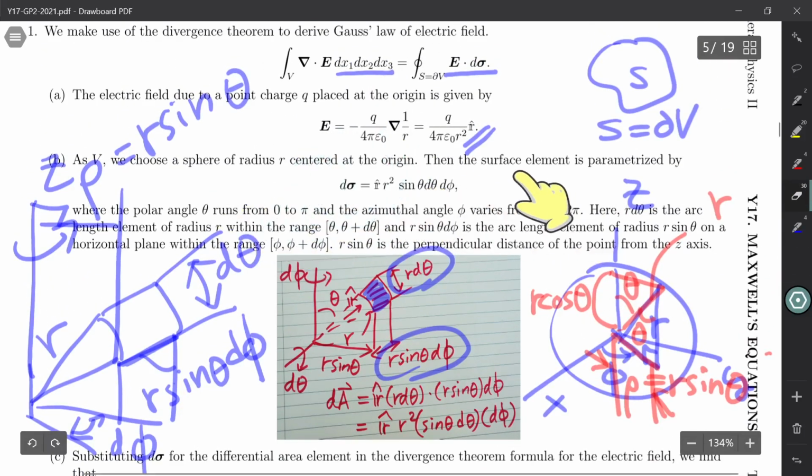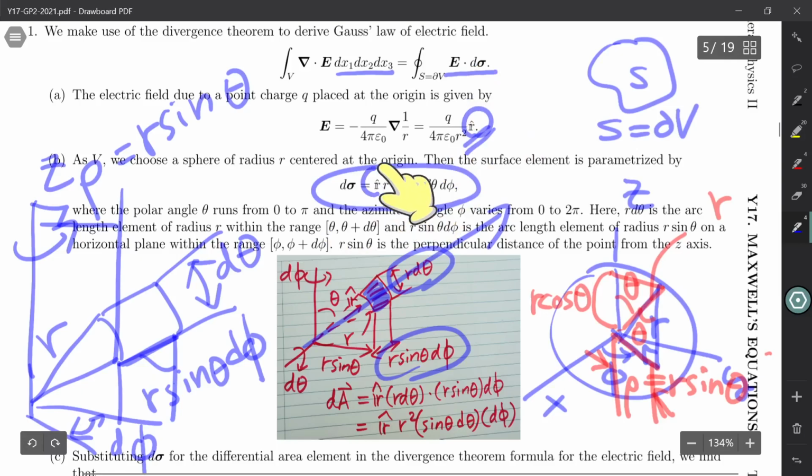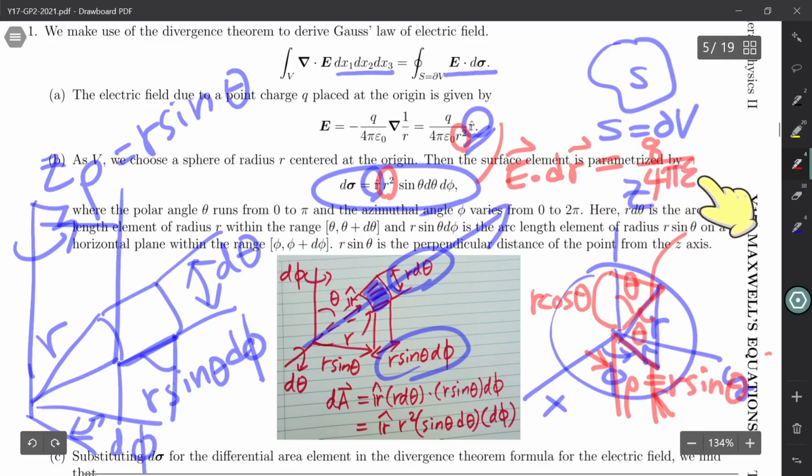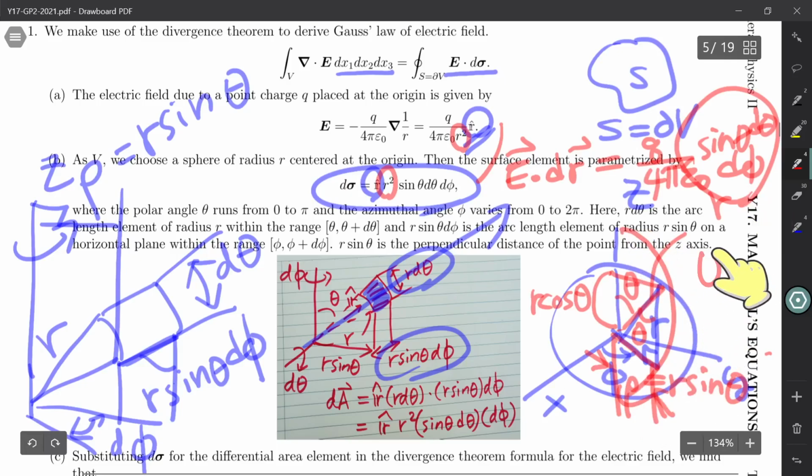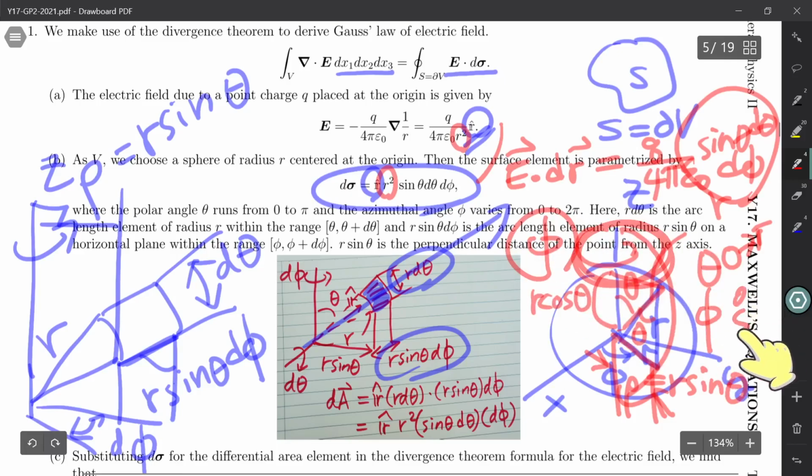So dσ, along the radial direction, has this magnitude. So E dot dσ: the r hat vectors are parallel, with r squared in the denominator for the electric field and r squared in the numerator for the area element, so E dot dσ is greatly simplified as Q over 4 pi epsilon 0 times sine theta d phi. So theta is integrated from 0 to pi, and the azimuthal angle phi rotates from 0 to 2 pi.